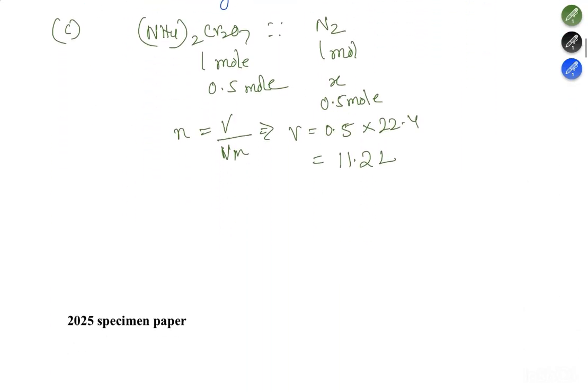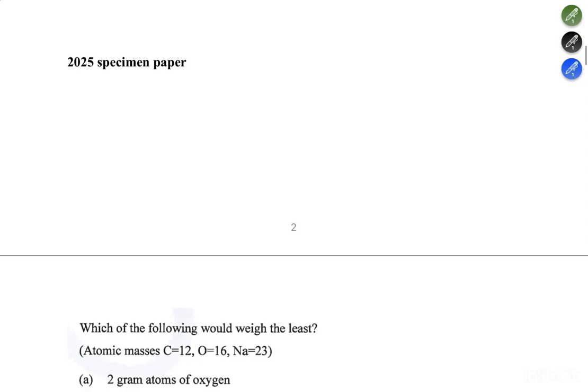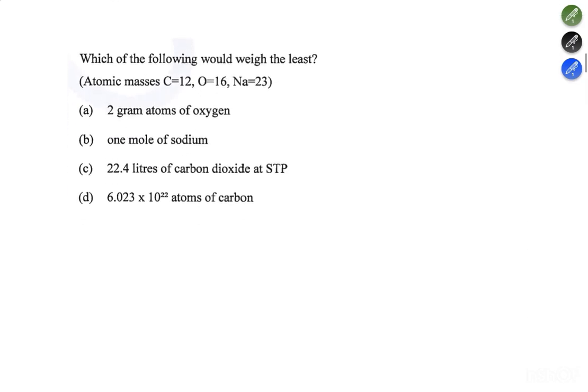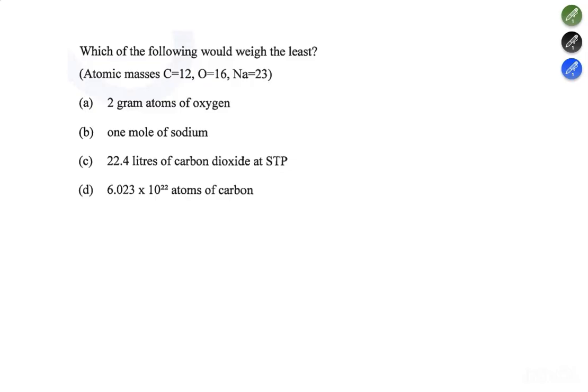Now let's move to the next question, from the 2025 specimen paper. This is an MCQ question. Which of the following would weigh the least? We have to find out the mass of all the substances and see which weighs the least. Here you can see 2 gram atom of oxygen. Now 2 gram atom is a term which means 2 moles of oxygen atom.